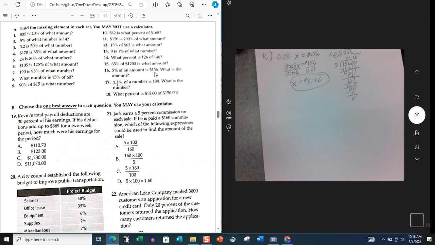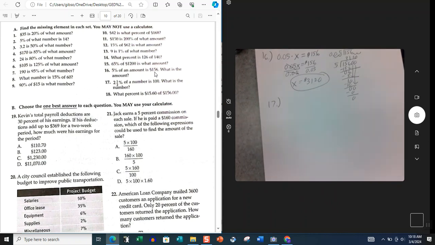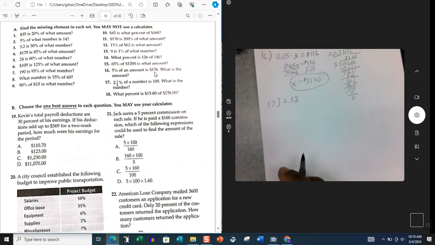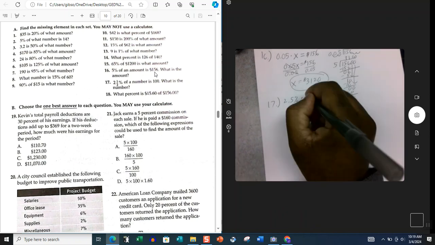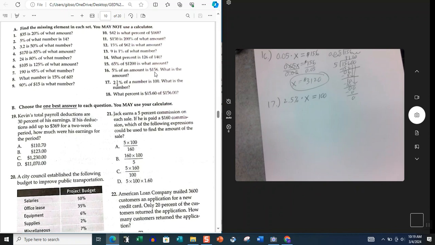Okay, now 17. Now I like 17 because we have a fraction with the percent. So 17 says 2.5% of a number is 100. What is the number? So let's write this out. 2.5, let's make that 2.5. 2.5% of, which is multiplication, a number is x, is means equal, and 100 is 100.